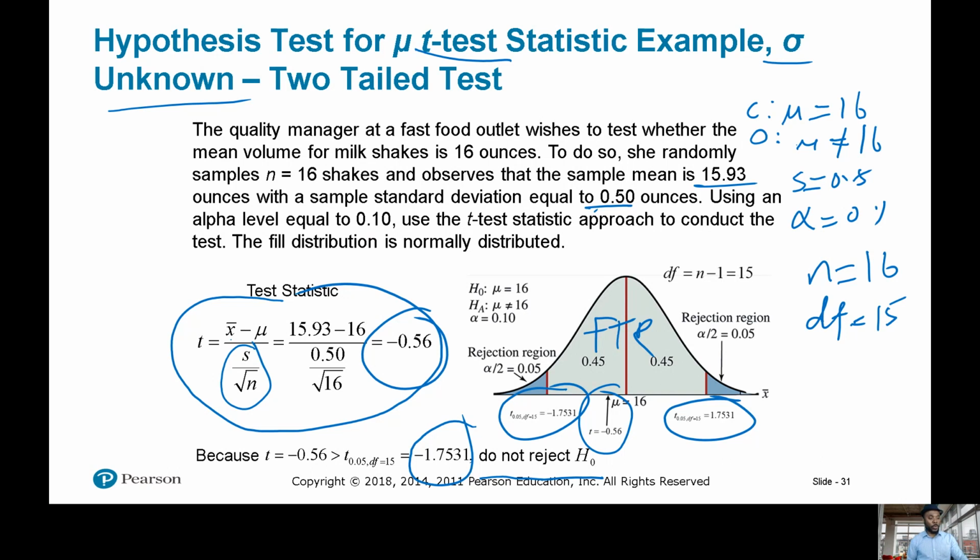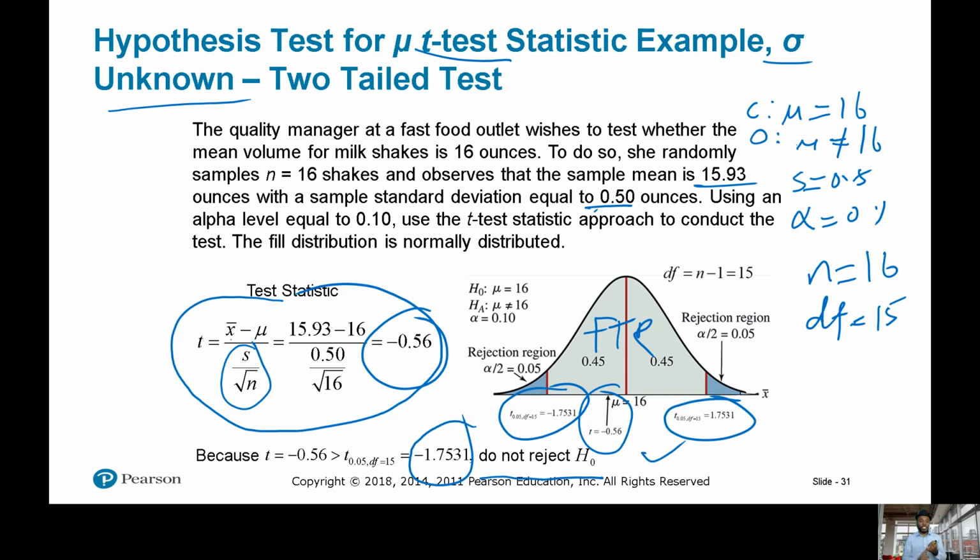How do we interpret that? It means that there is not enough evidence to support the claim that the mean volume of milkshake is 16 ounces. That would be the interpretation. Remember, as I said, I always love you to write out the interpretation, not just solving the problem, but what is the interpretation?